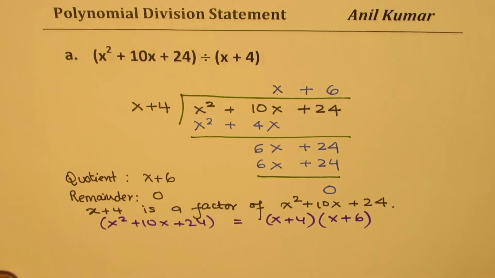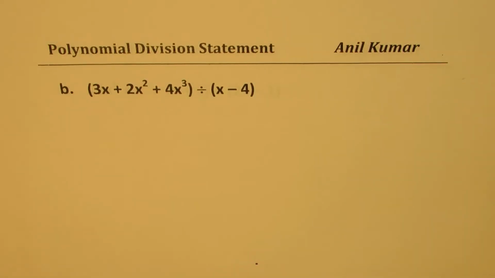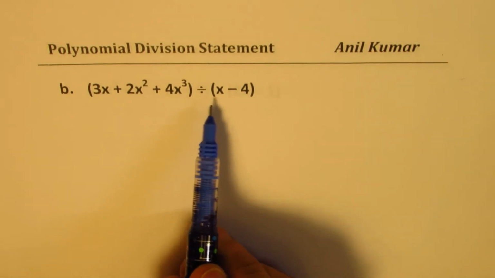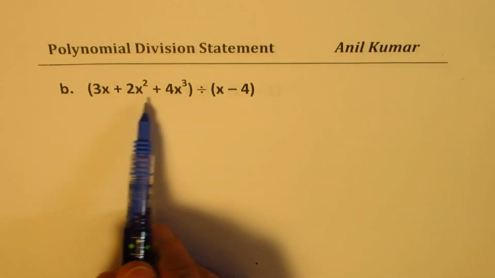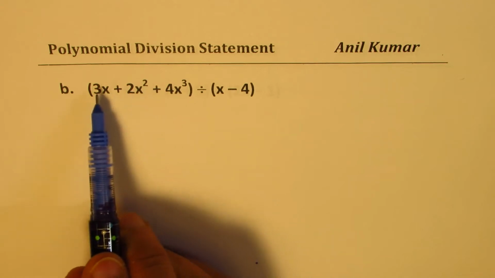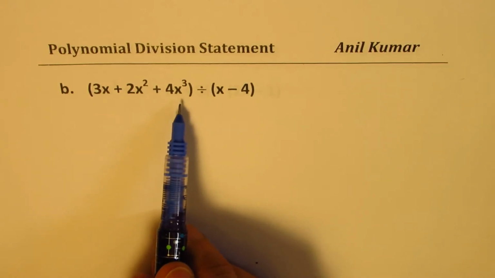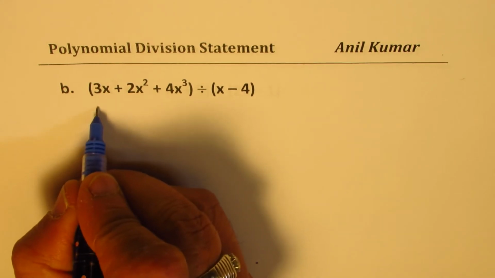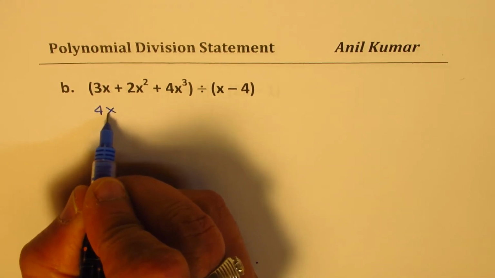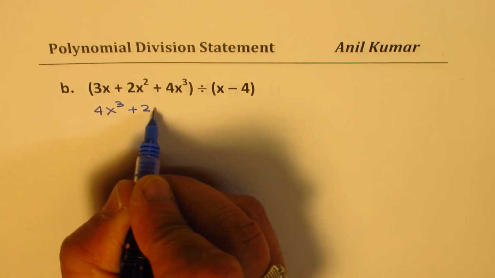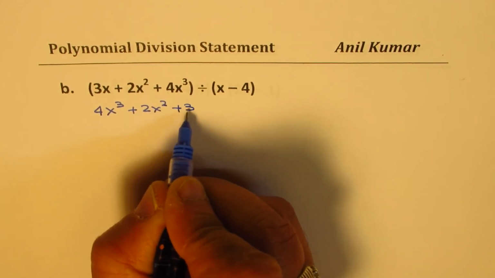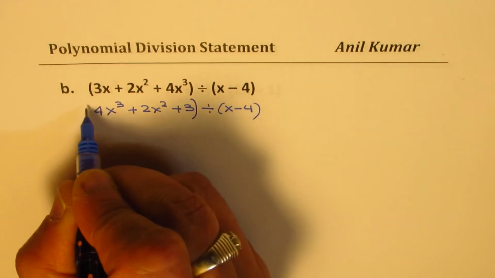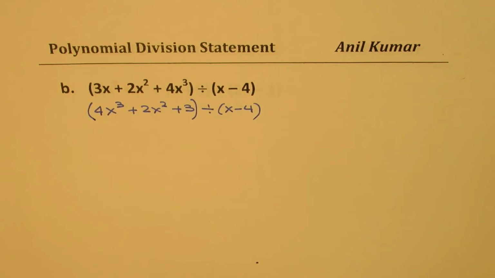Now let's look into the next example. B. 3x plus 2x squared plus 4x cubed divided by x minus 4. Now in this you will see that they are not arranged properly. So first step is we need to arrange them in order. Highest degree should come first. So the question now should be written as 4x cubed plus 2x squared plus 3x divided by x minus 4, correct? So that should be the equation now, right?